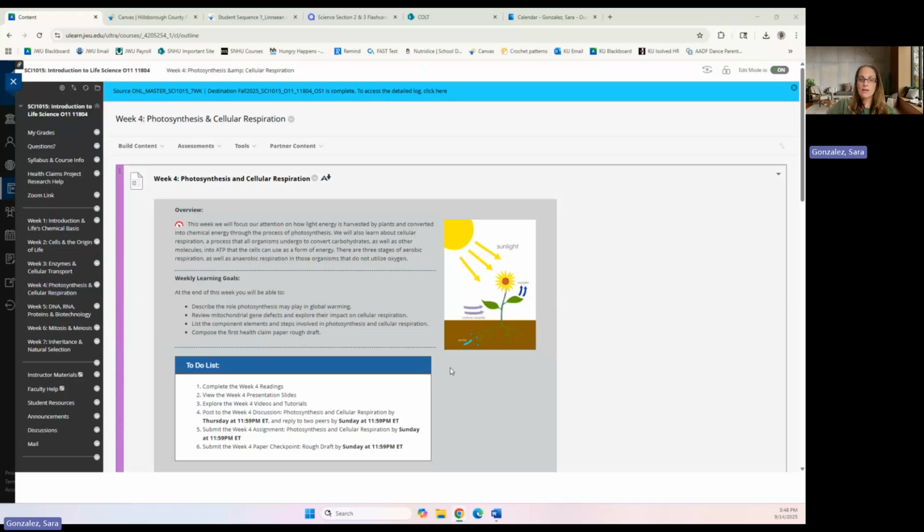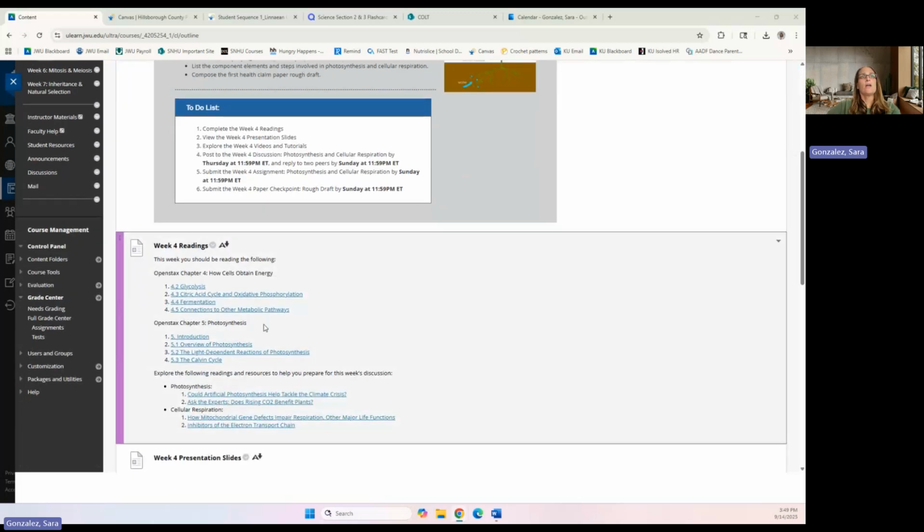So last week we talked about cells, the origin of cells. We talked a little bit about the enzymes and how things come in and out of the cell in terms of cellular transport. So now a little bit of a different route where we go into photosynthesis and cellular respiration. So really looking at harvesting that light energy, converting it to chemical energy in the process of photosynthesis, absorbing carbon dioxide from the atmosphere, and then producing oxygen.